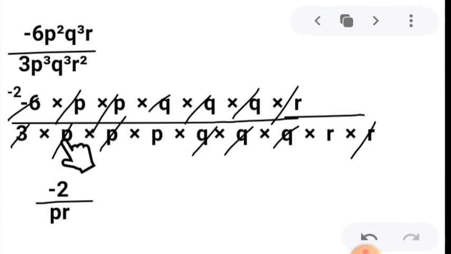So in this expression also, we expand the expression. Minus 6p raised to the power 2q raised to the power 3r, we expand. We also expand the denominator. So every variable that is in the numerator and in the denominator, we cancel out, and after cancelling out, we have r remaining. So minus 6 divided by 3, we have minus 2. Because one of the terms is negative and the other is positive, the answer has a negative. So we have minus 2 over pr as the answer.